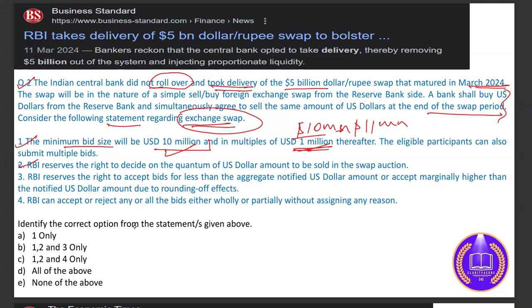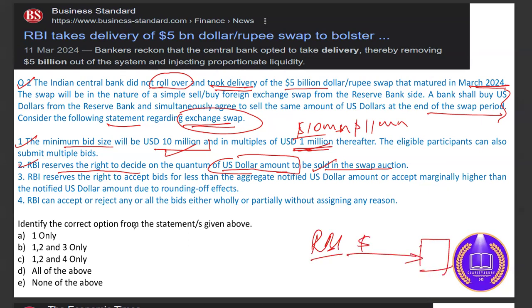Statement 2: RBI reserves the right to decide on the quantum of US dollar amount to be sold in the swap auction. So RBI has the right to decide how much quantum of USD it needs to sell in the swap auction. RBI will decide how many dollars to sell in the market, in order to pull out rupee in return. And RBI reserves the right to accept bids less than the aggregate notified US dollar amount or accept marginally higher than the notified USD amount due to rounding off effects. So these are the rights that are reserved by the RBI only.